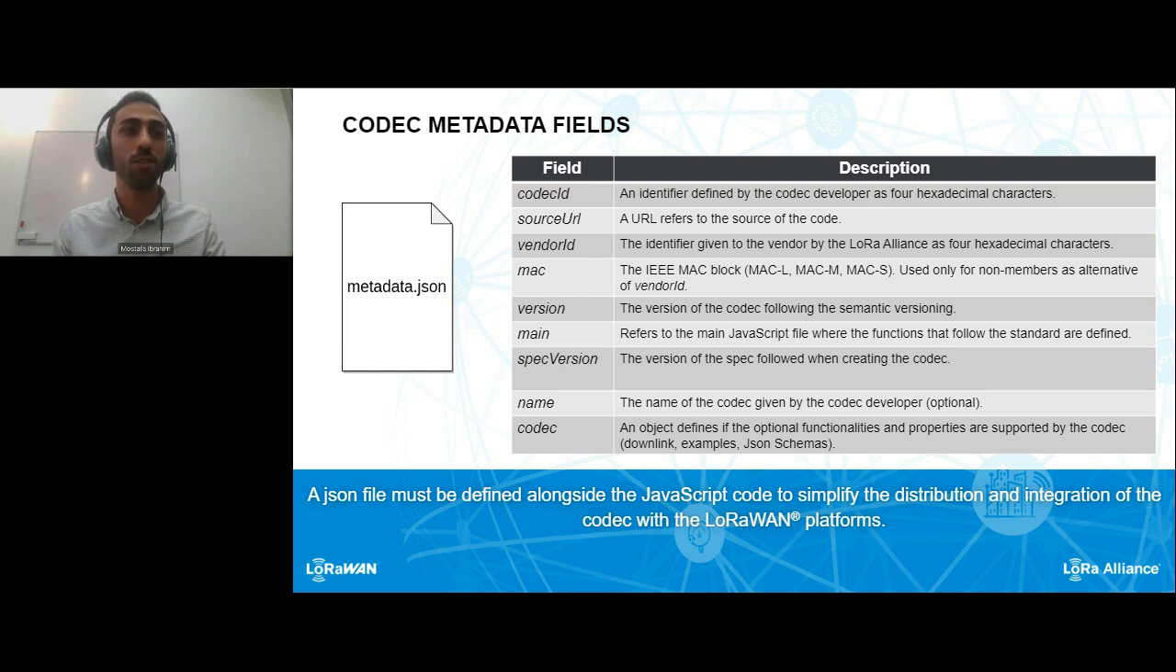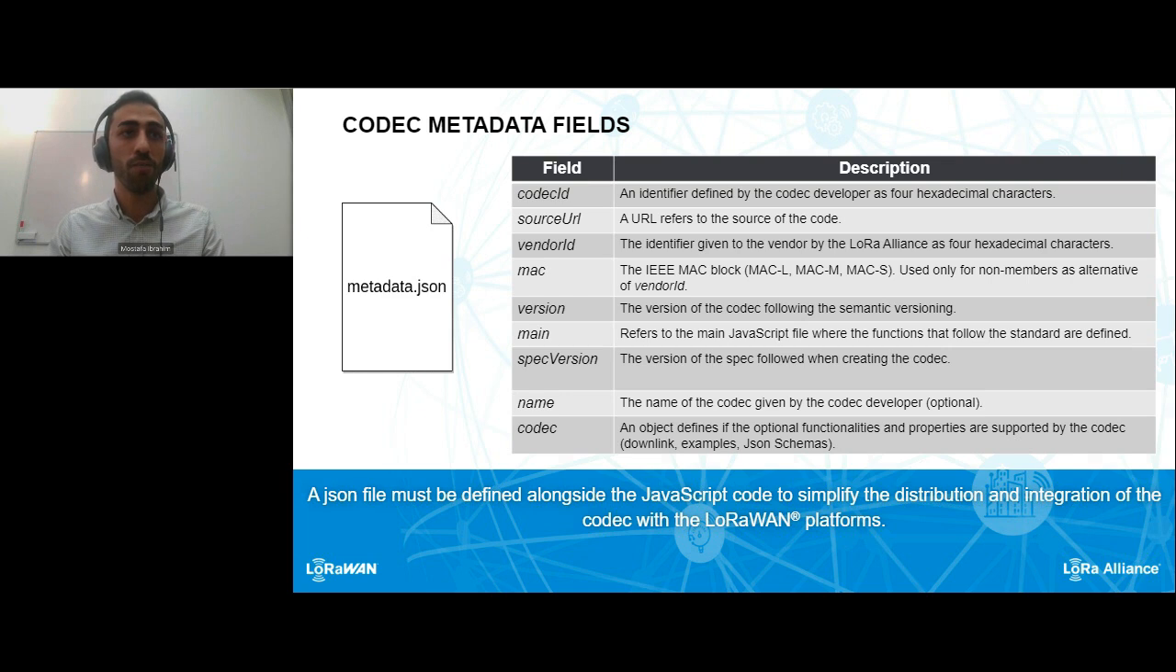if a device vendor needs to use this specification, this standardization, in order to ease the use of his codec on all the LoRaWAN platforms, and he is not a member of the LoRa Alliance, he will not have a vendor ID, so he can use the MAC instead. The version is the version of the codec, because it follows semantic versioning. This is important because if in the future the codec must be maintained, or even the device has been modified, the codec must be updated. So the version is really important to be used in the metadata.